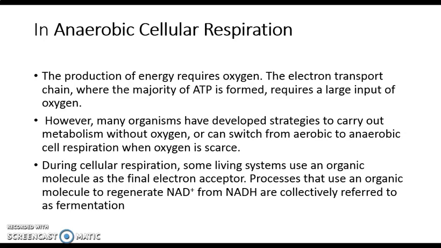So what happens during cellular respiration? Some living systems use an organic molecule as the final electron acceptor. The processes that use an organic molecule to regenerate NAD+ from NADH are collectively known as fermentation.